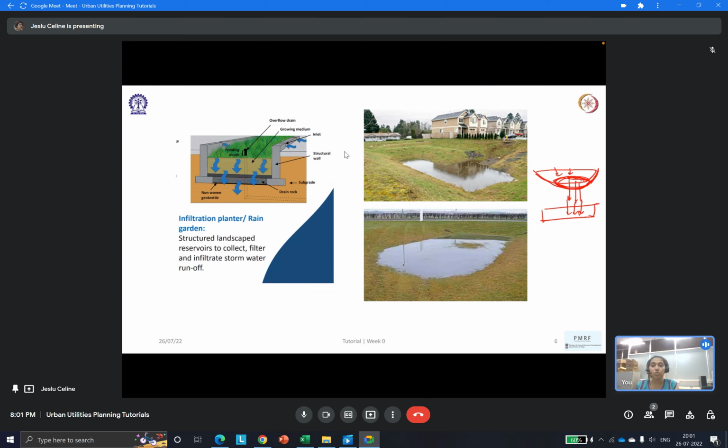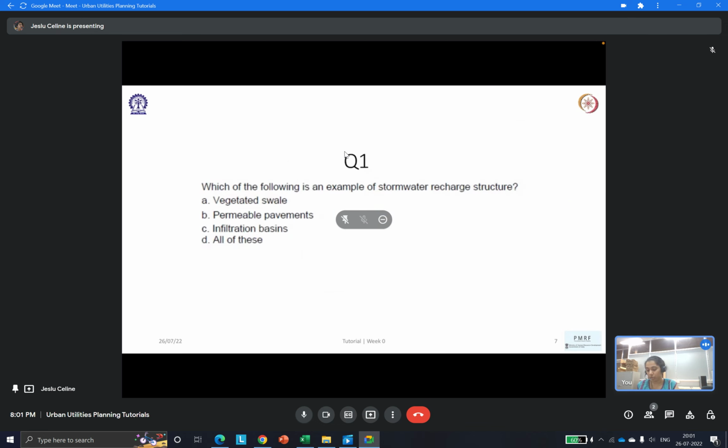So as discussed, all these three are very good examples of groundwater or stormwater recharge structures. So the answer for this particular question would be all of these. That is, vegetated swale, permeable pavements, and an infiltration basin are very good examples of stormwater recharge structures.